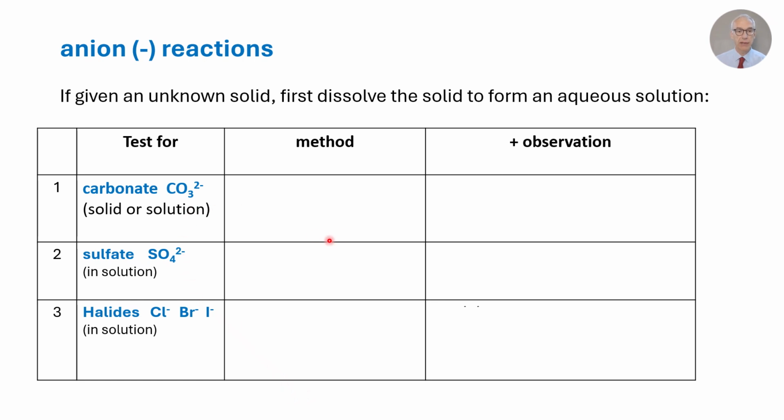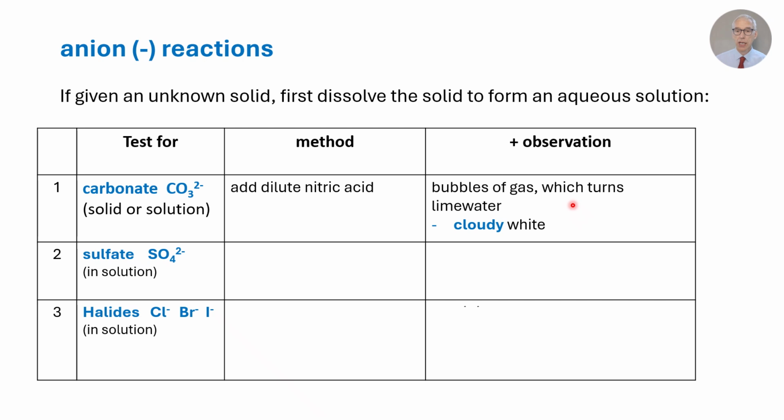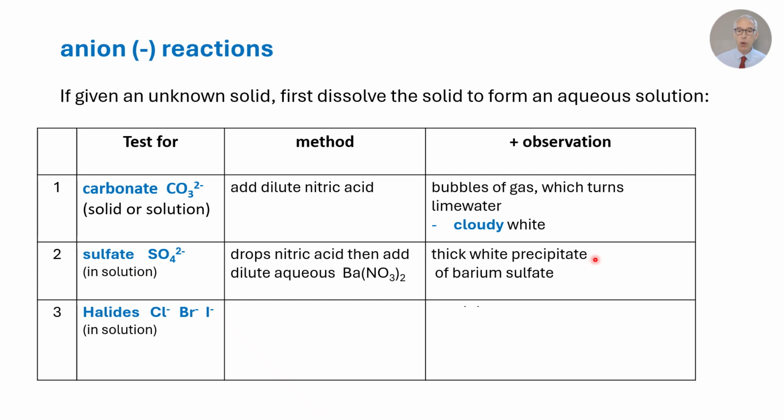So the carbonate, CO3 2-, you add dilute nitric acid. The bubbles of a gas are produced which turns lime water cloudy. Obviously that's carbon dioxide. The sulfate ion, again you add drops of nitric acid, then add dilute aqueous barium nitrate. There's a white precipitate of barium sulfate produced. If that happens, you started with a sulfate ion.